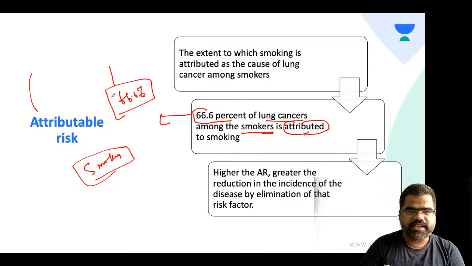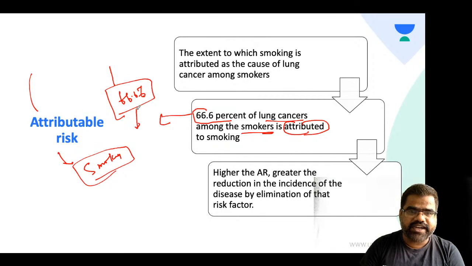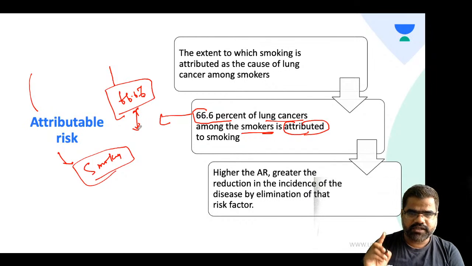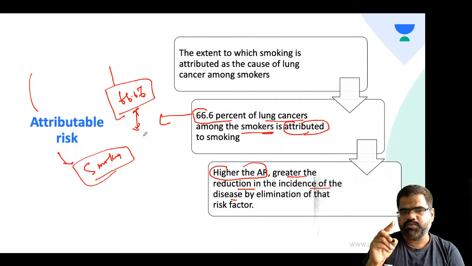But if I say that if you remove smoking as a risk factor, then you will be able to reduce the lung cancer by 66.6%. So definitely this indicator is better than relative risk. Okay. So you see this last box: the higher the attributable risk, the greater the reduction in the incidence of disease, because you know that if you remove the risk factor, you will be able to reduce the disease by that attributable risk percentage. So it is more important than relative risk.